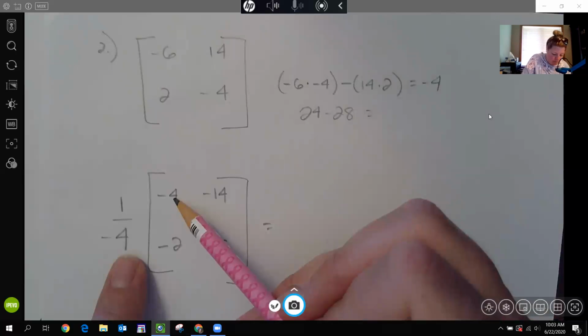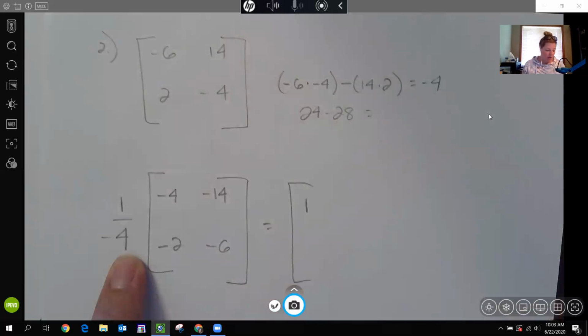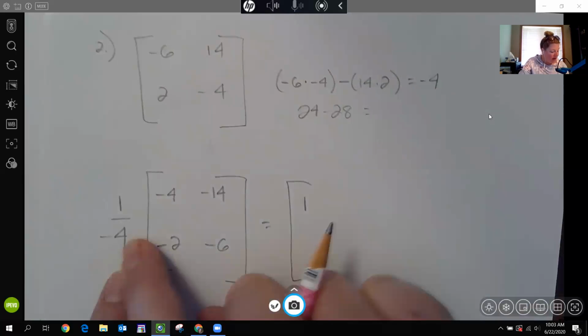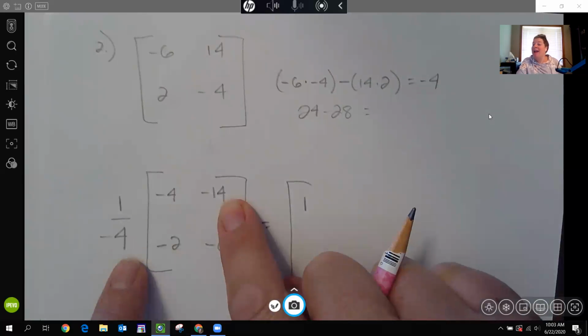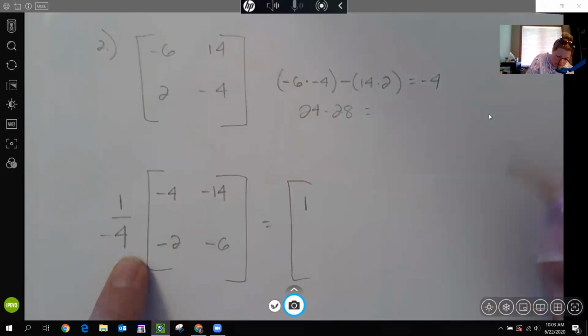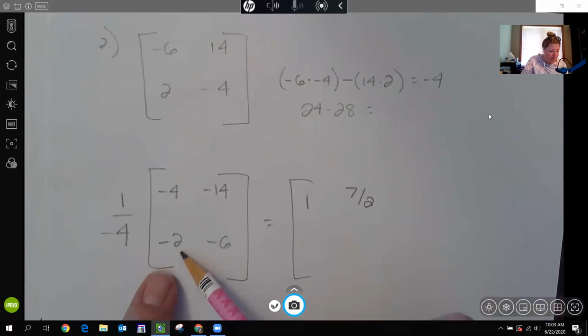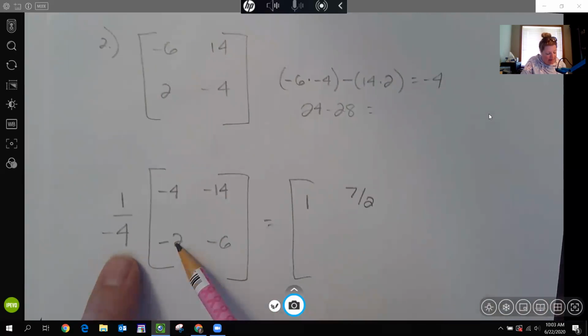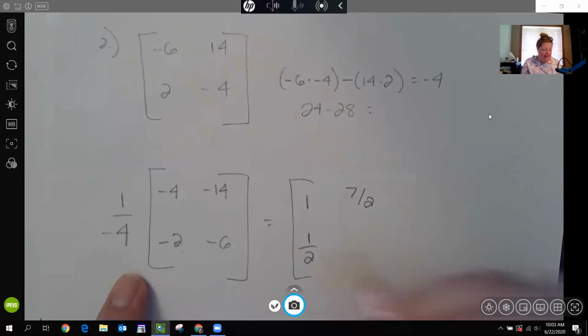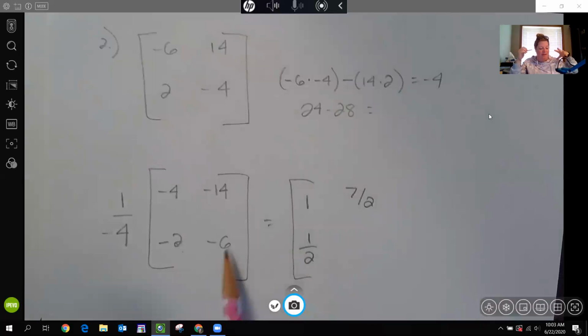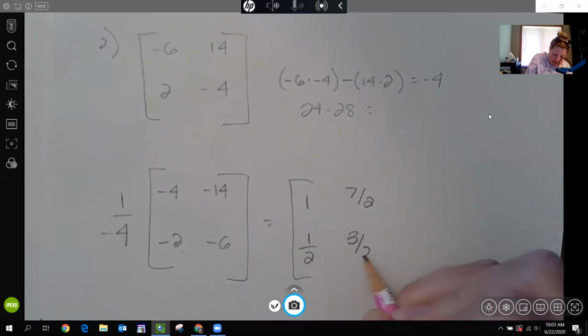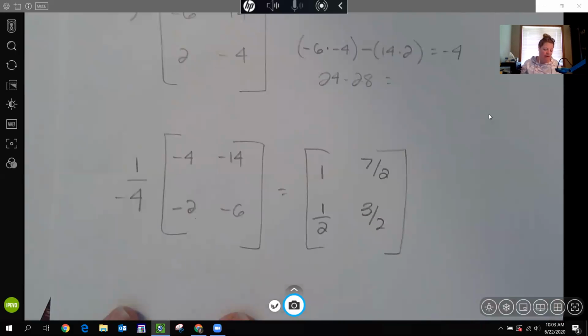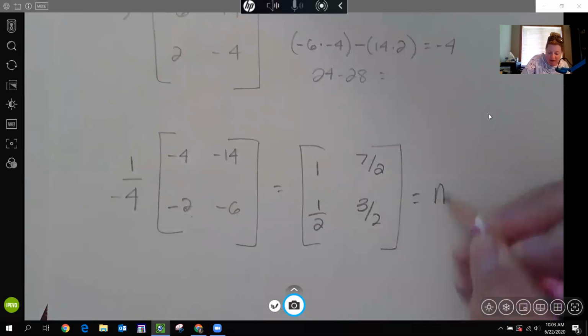So times these, what are you going to get? 1. 1. Well, -4 over -14 would reduce to a positive 7/2. Okay, this one, -2 over -4, because this becomes your numerator, is going to be positive 1/2. And -6 over -4 is going to become positive 3/2. I wrote that fraction different than the other two. Sorry. So we call this our inverse.